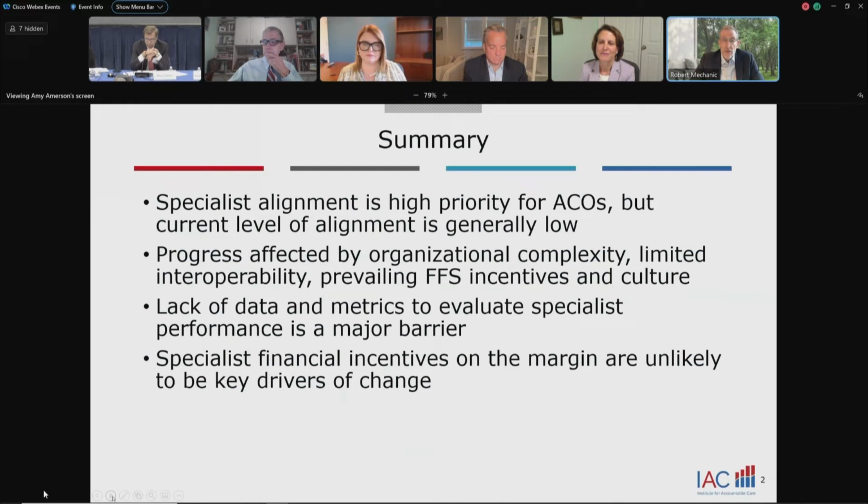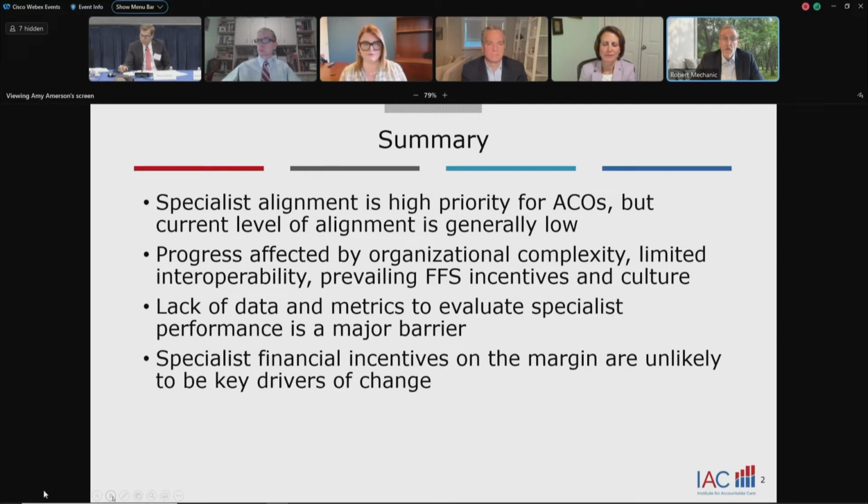There are a lot of challenges, many factors that make this work challenging, including the complexity of organizations, the complexity of ACOs, which I'll talk more about, the fact that there's poor interoperability, which limits communication and collaboration, the prevailing fee-for-service incentives, even within ACOs and within large systems, and the whole specialty culture and the volume culture are all factors that create some challenges.